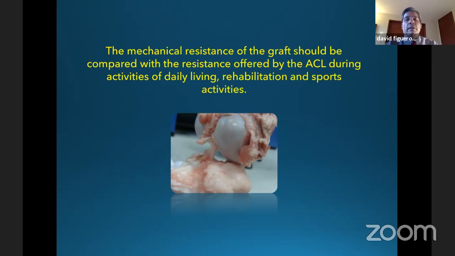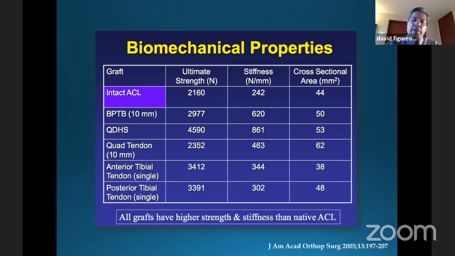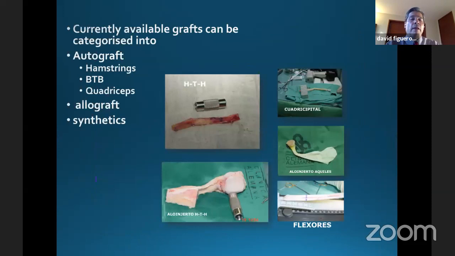If we compare different graft options, all grafts have higher strength and stiffness than native ACL. And currently, we can categorize this graft in three types: autograft, hamstring, bone-patellar tendon-bone, especially quadriceps, allograft, and synthetics.